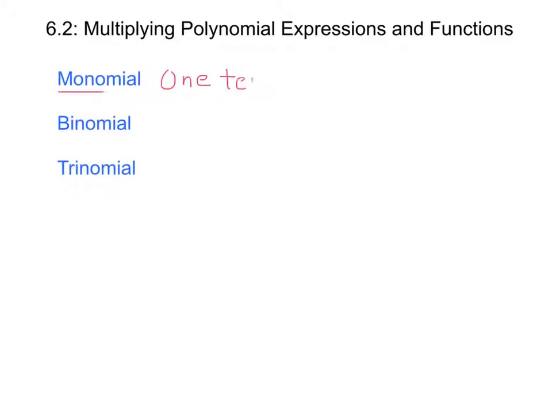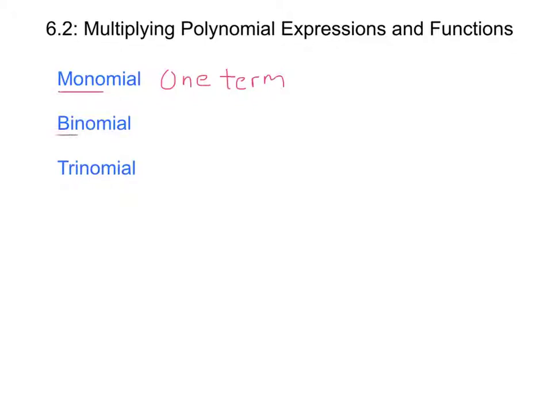In this section, I'm going to go over how to multiply polynomial expressions and functions. Now remember in the last section, I went over the names for different kinds of polynomials depending on how many terms they have. So a monomial, mono meaning one, has one term. And remember that it's the addition and subtraction that separates the terms. So with a monomial, there wouldn't be any addition or subtraction.